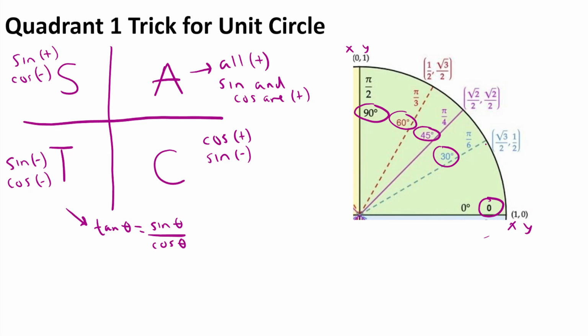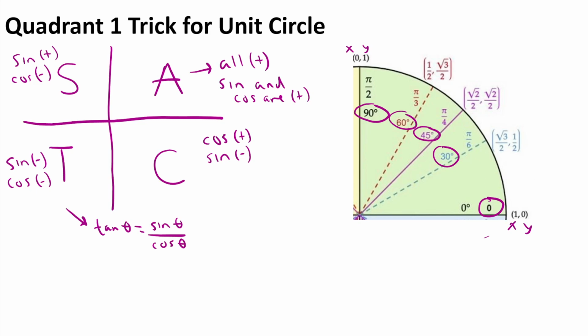So the best way to think about this is, as x is decreasing, y would be increasing. If the cosine of 0 is 1, the cosine of 30 degrees is root 3 over 2. The cosine of pi over 4 is root 2 over 2. The cosine of pi over 3 is 1/2, and the cosine of pi over 2 is 0.